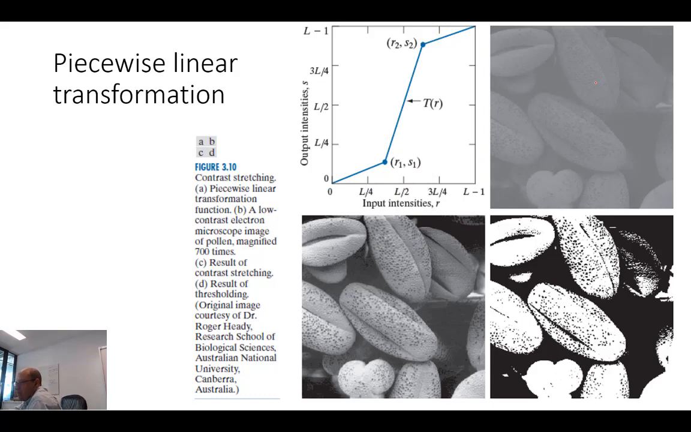So you can see this is the original image. That's a low contrast electron microscope image of pollen, magnified 700 times. This is the result of contrast stretching using a piecewise function like this, using this kind of function. And this is the result of binarizing the image.